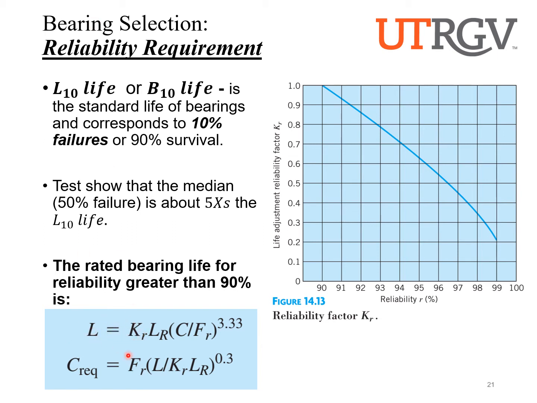If we look at the capacity required, that Kr factor is going to occur here at the denominator. So what it's going to end up doing is increasing the capacity required. So it's going to tell us that we're going to need a bearing much higher. Again, a bearing that is bigger can take more load. So by oversizing that bearing, we're ensuring that even at the less applied loads, less of the bearings are going to fail.